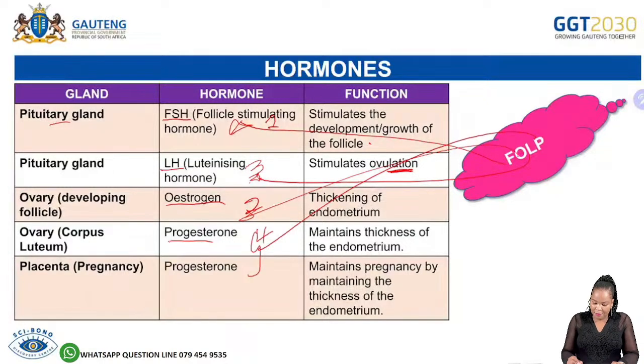Then you have estrogen. Estrogen's function is to thicken the endometrium. So the function there is to thicken the endometrium on your uterus. And progesterone, it maintains that thickness. So you see these two, they work hand in hand. So the progesterone is the one that is going to maintain that thickness of the endometrium in order to maintain pregnancy if there is such. So these are the functions of the hormones, loosely or scattered, not in sequence.